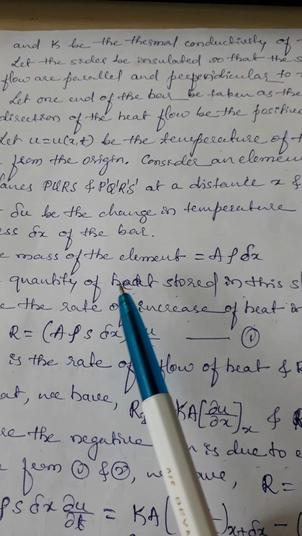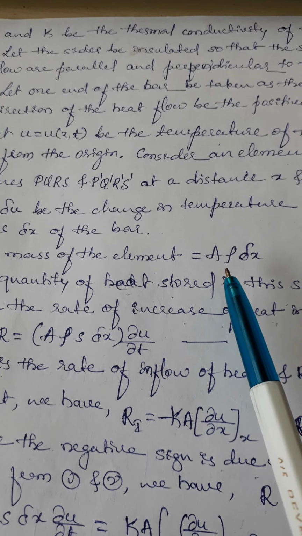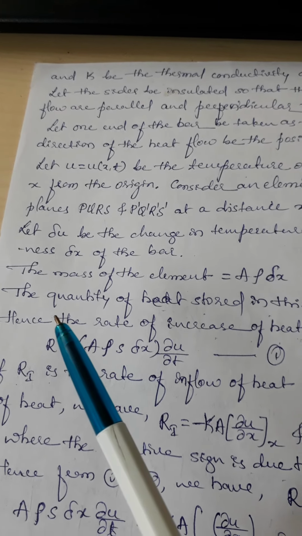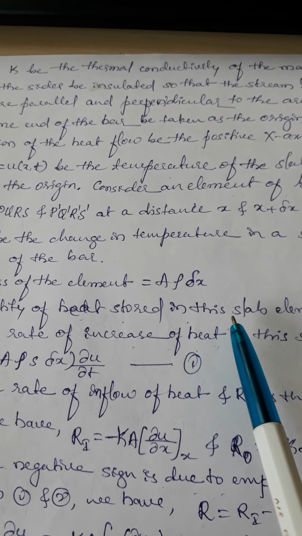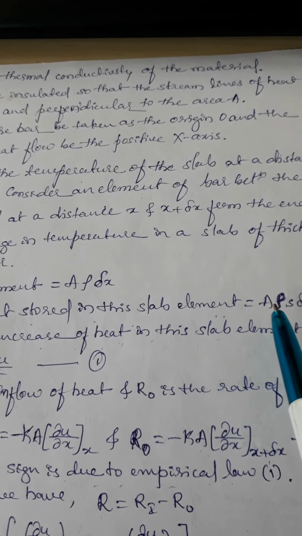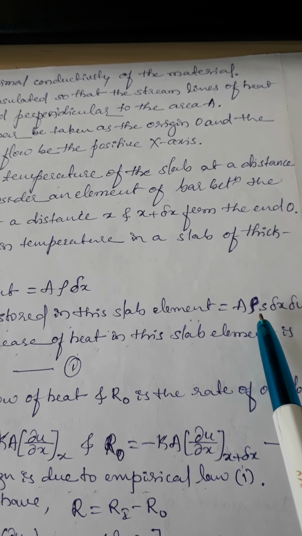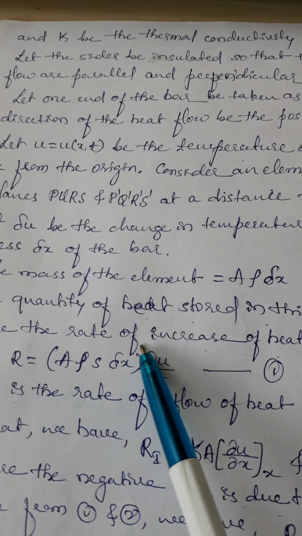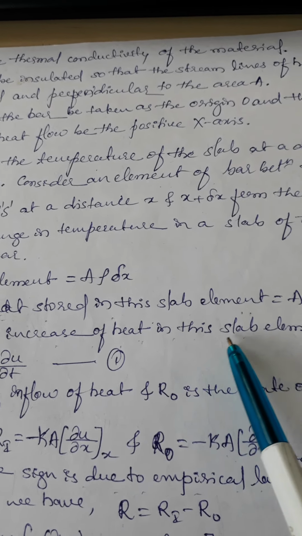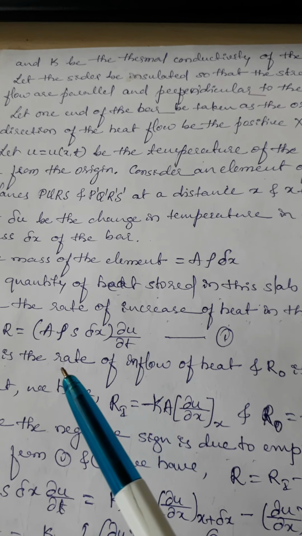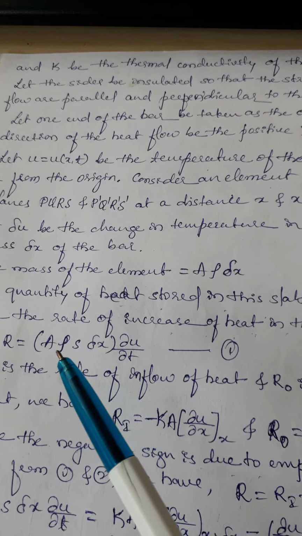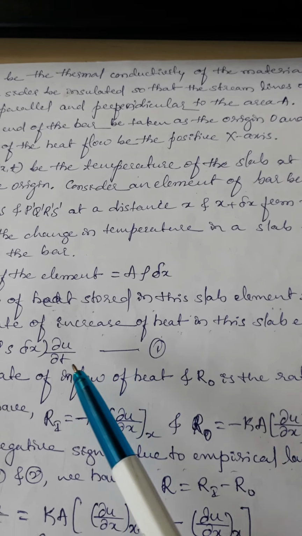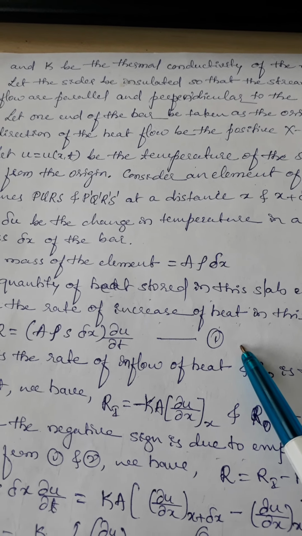The mass of the element equals A into rho delta x. The quantity of heat stored in this slab element is A rho S delta x delta U. Hence, the rate of increase of heat in this slab element is R equal to A rho S delta x dou U by dou t. You can call this equation number 1.